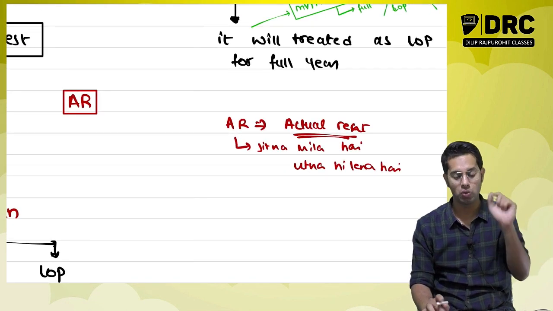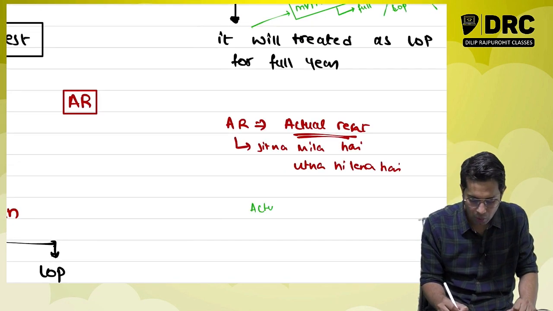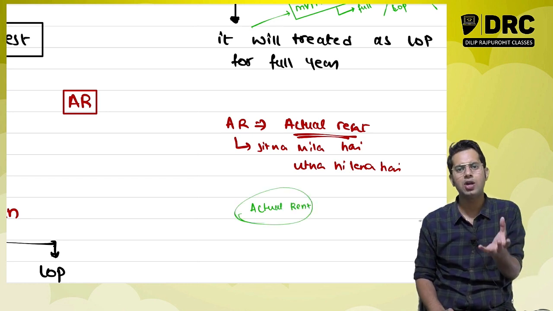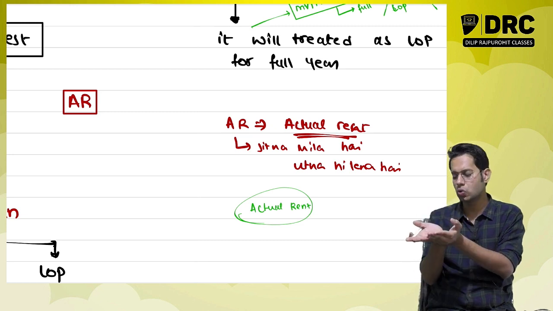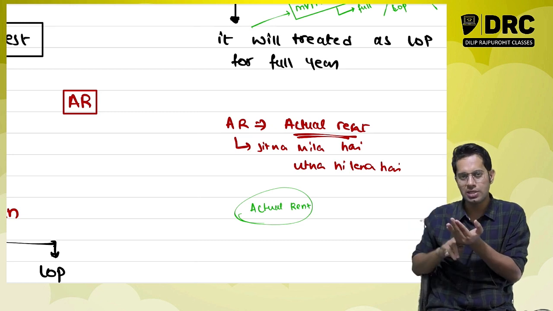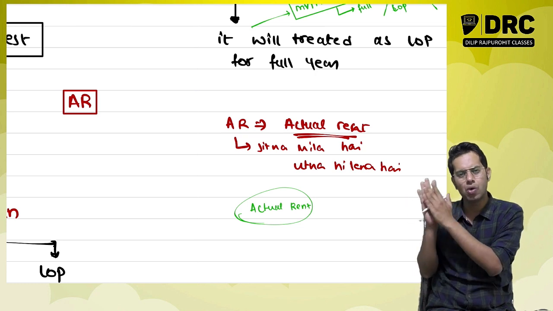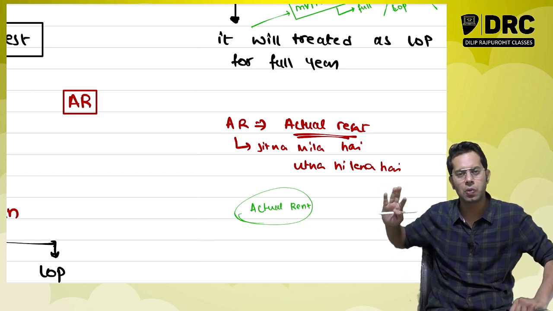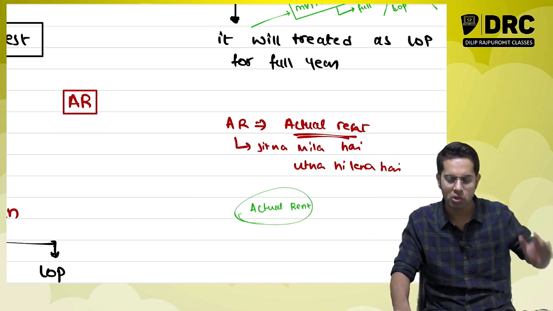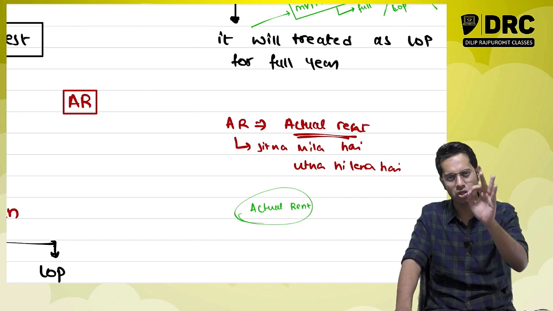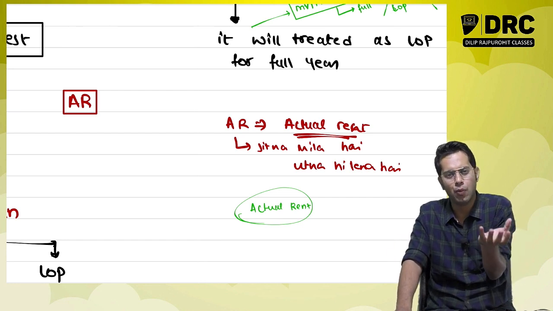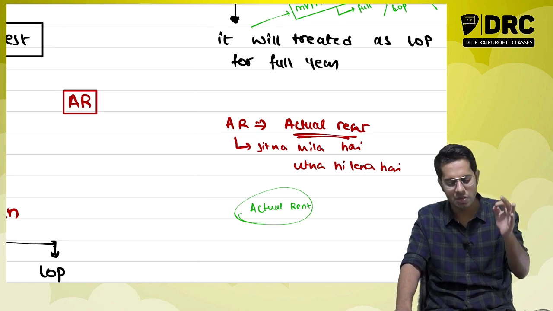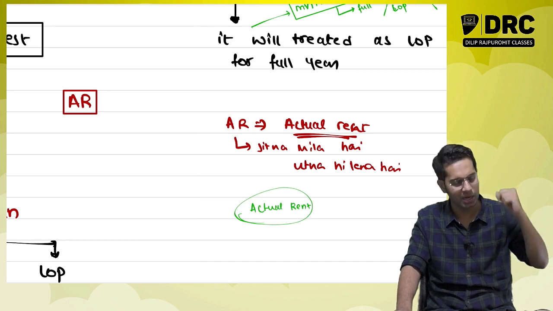But please note, whatever actual rent you have actually received, only that will be taken. Meaning actual rent will not change. You have let the property for 8 months, so actual rent you would have received only for 8 months. Sir, since the property is treated as let out for the entire year, should I take actual rent also for 12 months? No. Actual rent is whatever amount you are actually receiving. You have received it for 8 months, take the actual rent for 8 months. But municipal value, fair rent, standard rent, that you should take for the entire year.